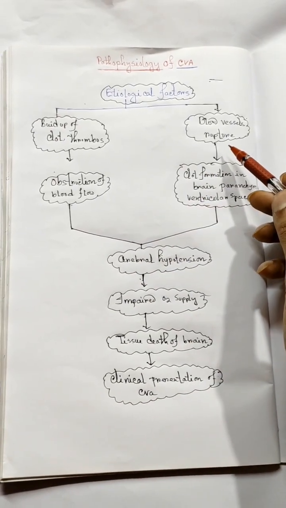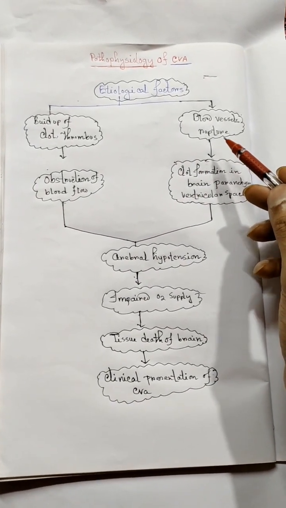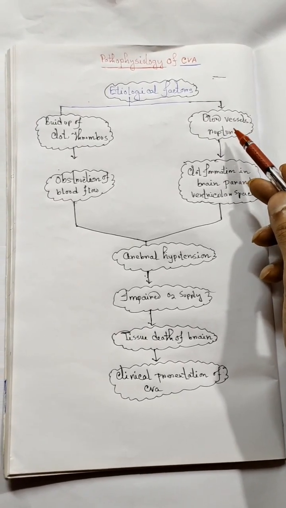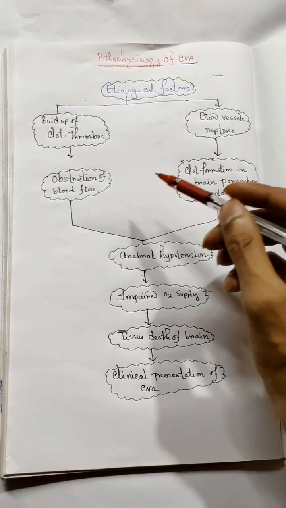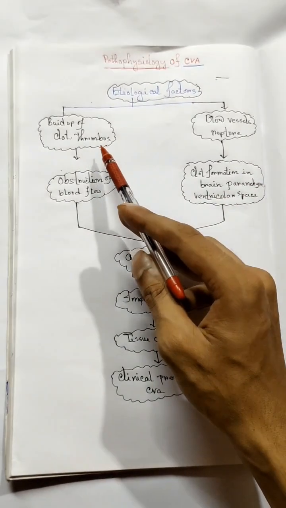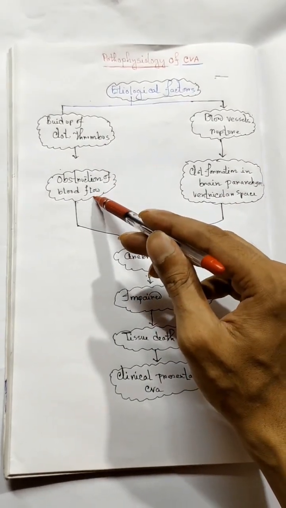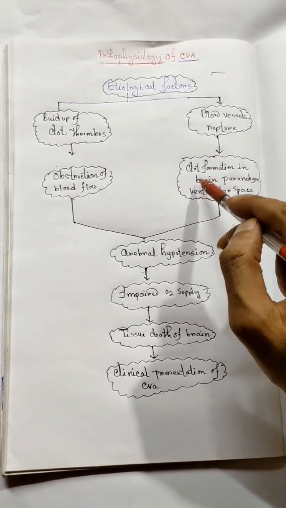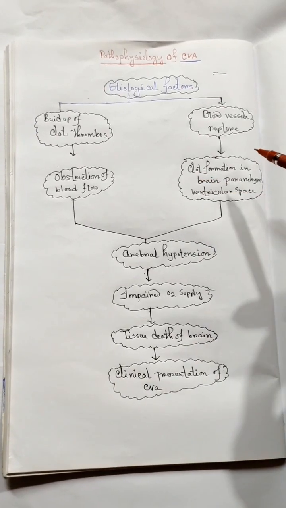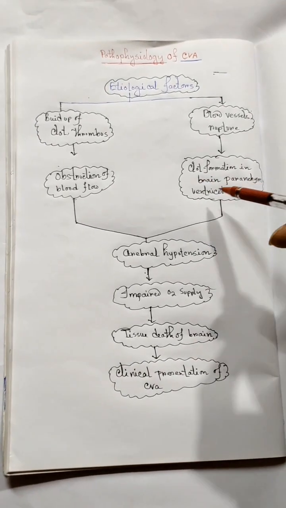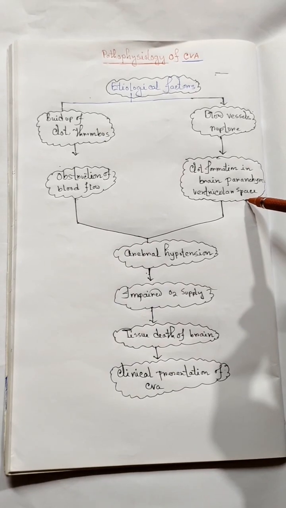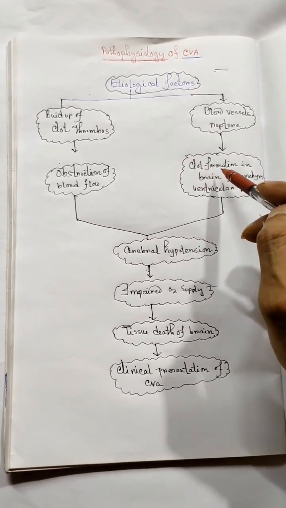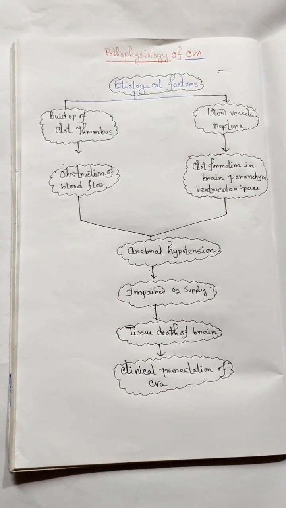Or if the blood pressure rises too high, what will happen? There will be a rupture of the blood vessels inside the brain due to the overpressure, right? When there is a clot or thrombus, that will restrict the blood flow. And when a blood vessel ruptures, it will lead to hemorrhage inside the brain parenchymal tissue or the ventricular space, right? As we studied in the last class. Then what happens? That blood will later clot.